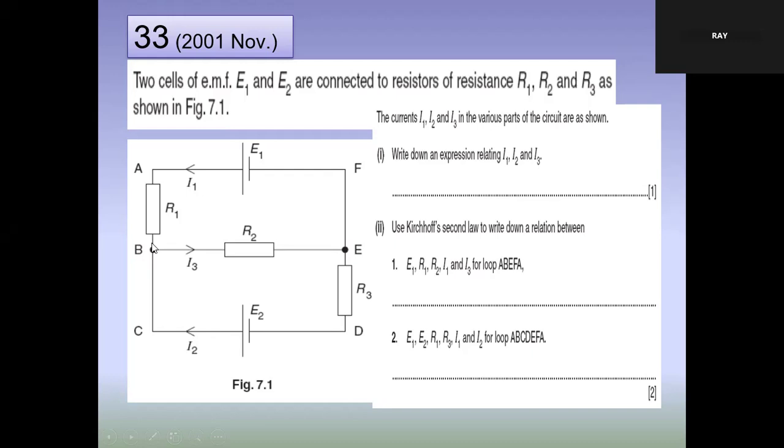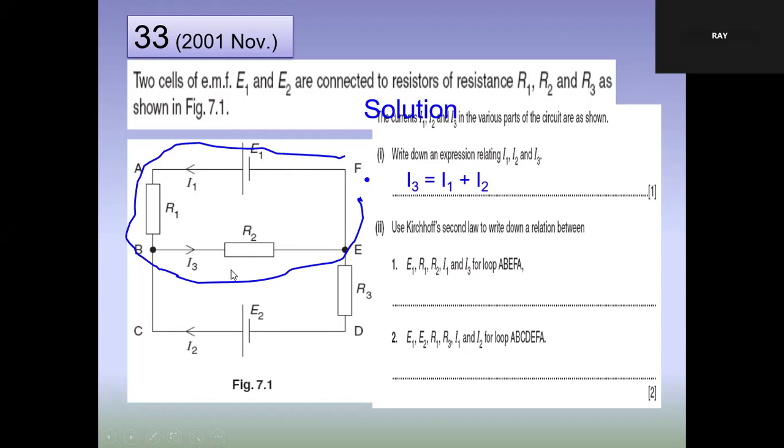Look at the junction, no? Junction B. I1 going in, I2 going in. Add these two together equals I3, no? Yep. That's all.